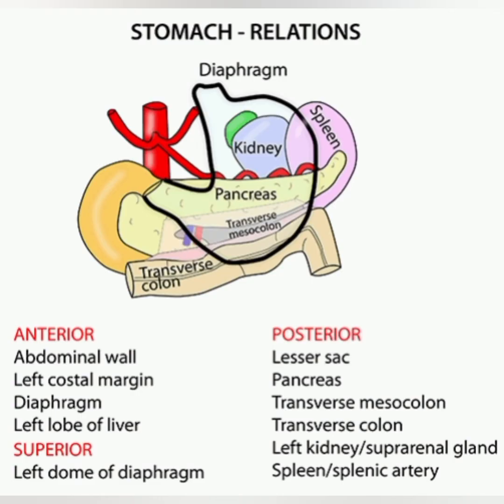So here are the relations of the stomach. Posterior relations are very clearly mentioned here in this diagram. So this was all about the anatomy of the stomach. We will discuss arterial supply, venous supply, lymphatic drainage and nerve supply in part 2 of the video.